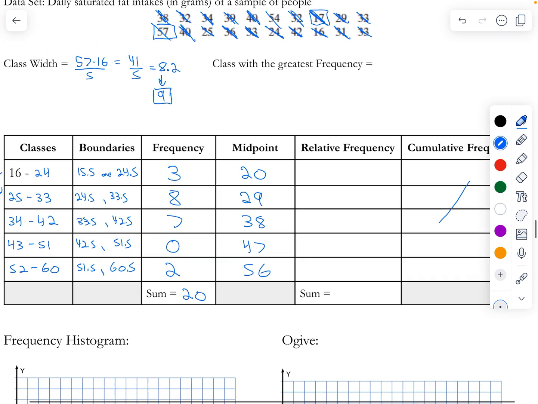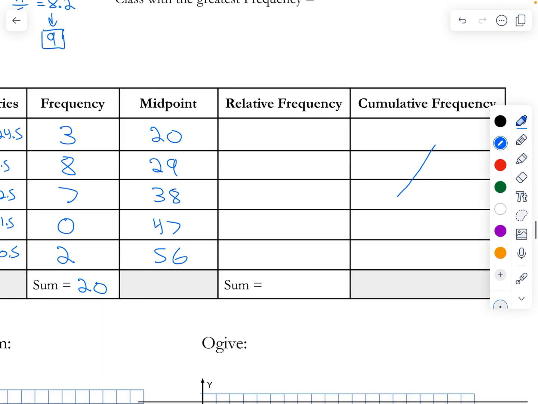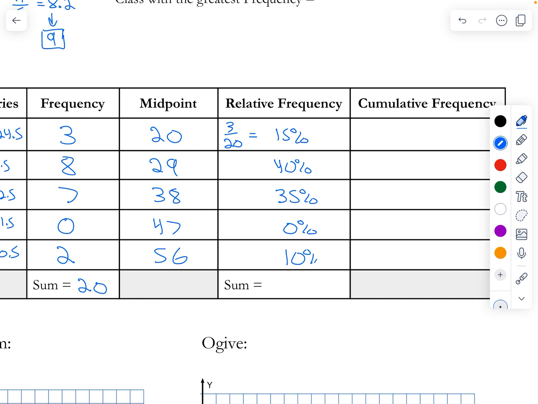Okay. My relative frequencies will be the frequency divided by the total. The word relative in my brain triggers the word percent. So I try to remember the relative frequencies are the percent. So 3 divided by 20, okay, is 15%. 8 divided by 20 is going to be that 40%. 7 divided by 20 is 35%, 0%, and 10%. That should all add up to 100%.